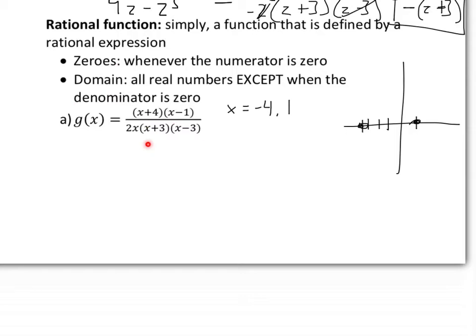Okay, so the domain of this is going to be all x, except, there's supposed to be a c in there. Okay, that says except, just believe me. All right, so all x except when x equals 0, because 2x blows up, and negative 3 and positive 3.